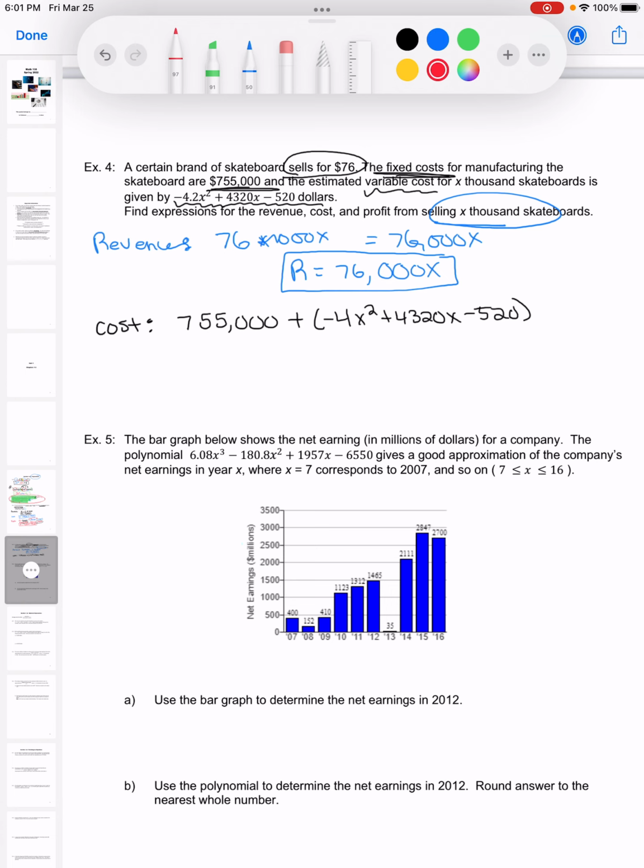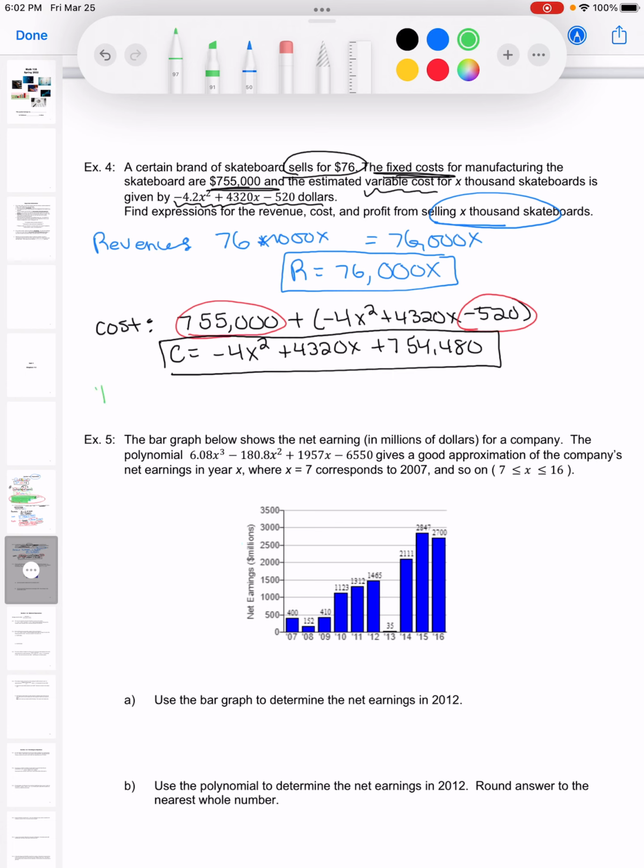I'm going to combine my like terms. I don't have that many. And it doesn't matter the order that you put it in. A lot of people like to put the highest exponent first. You don't have to. You can put them in whatever order you want, as long as you have all of these numbers together. And I combined those like terms, the 755,000 minus 520 there, to get that last term. And I'm going to call that C there for the cost.